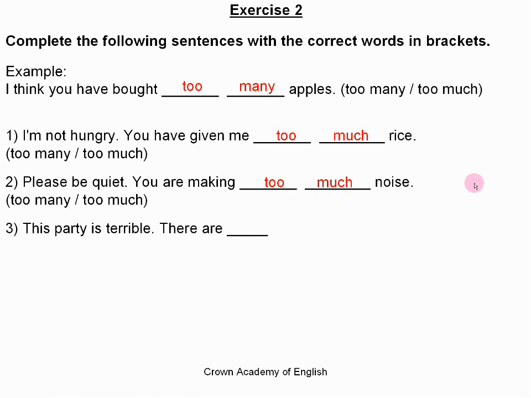Question 3. The answer is, this party is terrible. There are too many children. Okay, now children is an irregular noun. It is an irregular plural. It is the plural of child. But child is still countable. It is a countable noun. So we say too many children.